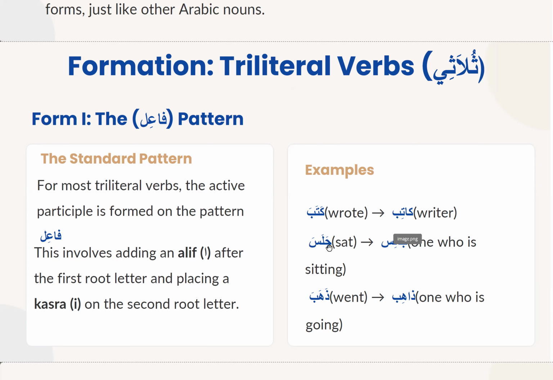Likewise with jalasa, put alif after the ja and kasra on the second letter, which is lam. Jalasa becomes jalis. So kataba, wrote, katib, writer. Jalasa, sat, jalis, the one who is sitting. Dhahaba, went. Put alif and put kasra on the second letter, dhahib. Yani, the one who is going.